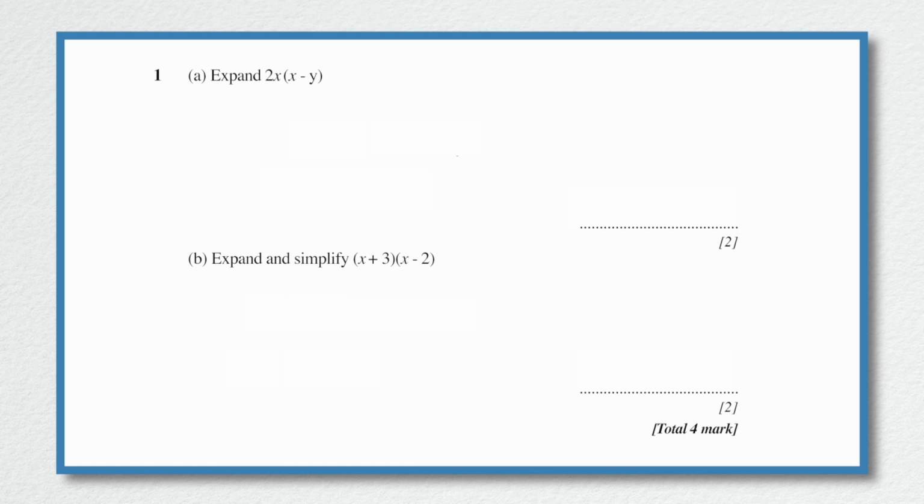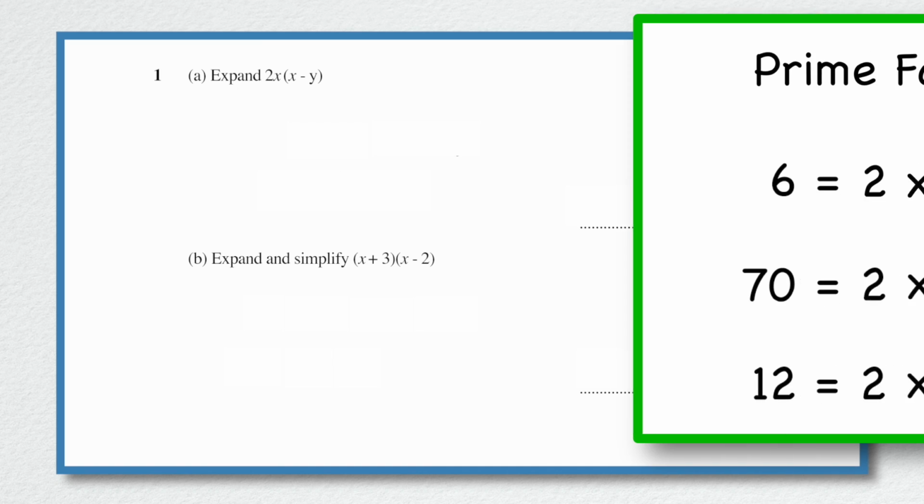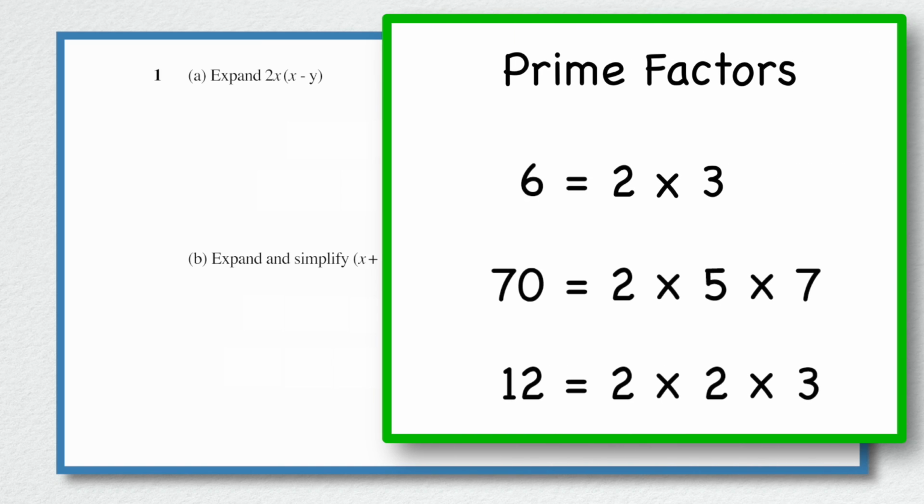To briefly explain what this means, let's look at prime factors. The prime factors of 6 are 2 and 3, and when multiplied together, they make 6. For 70, the factors are 2, 5 and 7, and when they are multiplied together, they make 70. And for 12, this is 2 multiplied by 2 multiplied by 3, or 2 squared multiplied by 3. In each case, we are representing these numbers in factorised form by multiplying the factors together.